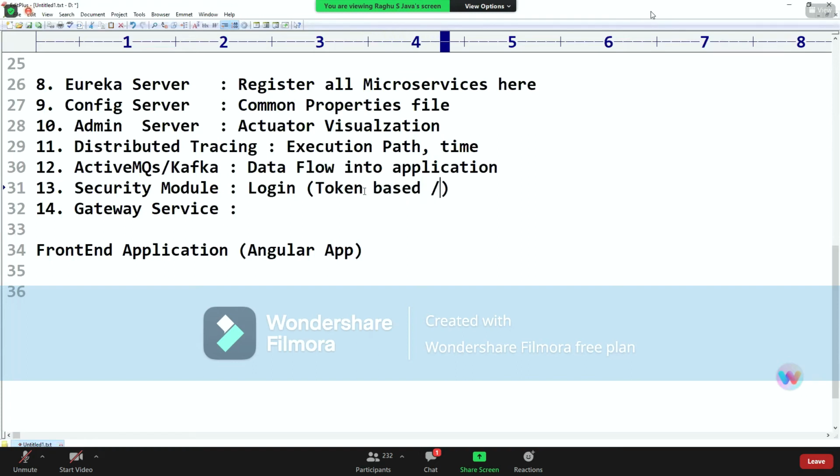So here we are going to have token based login. We are going to use something like an auth server. So for this auth server, we are going to maintain one separate database.